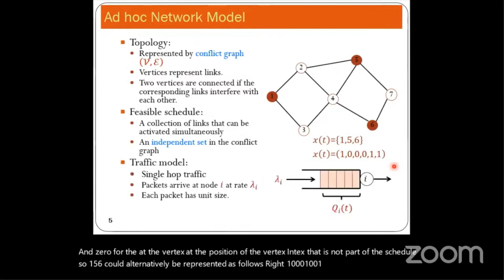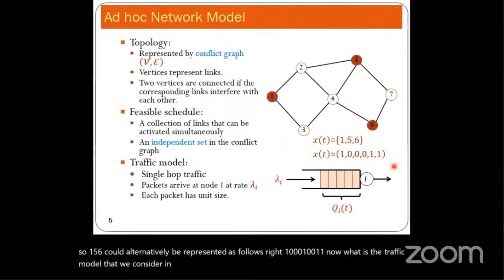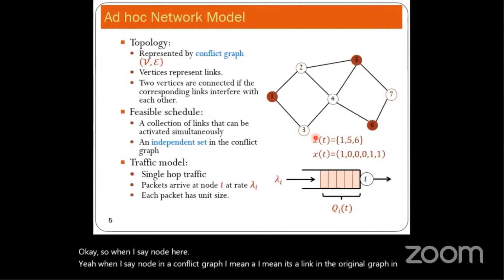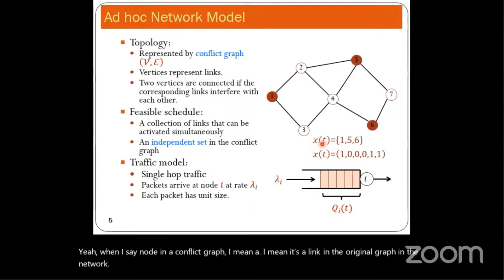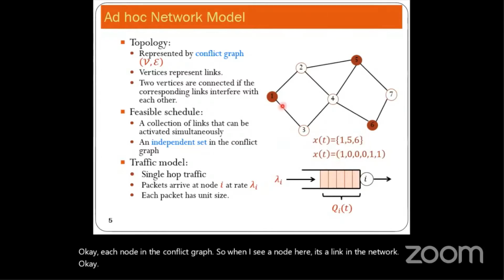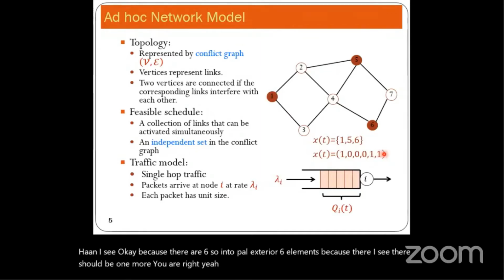Now, what is the traffic model that we consider? There is no 7th node here, I'm sorry. When I say node in a conflict graph, I mean it's a link in the original graph, in the network. So when I see a node here, it's a link in the network. No, I'm saying that in the tuple xt there are only 6 elements. I see. Oh, I see, there should be one more. You are right. There should have been a 0 towards the end.